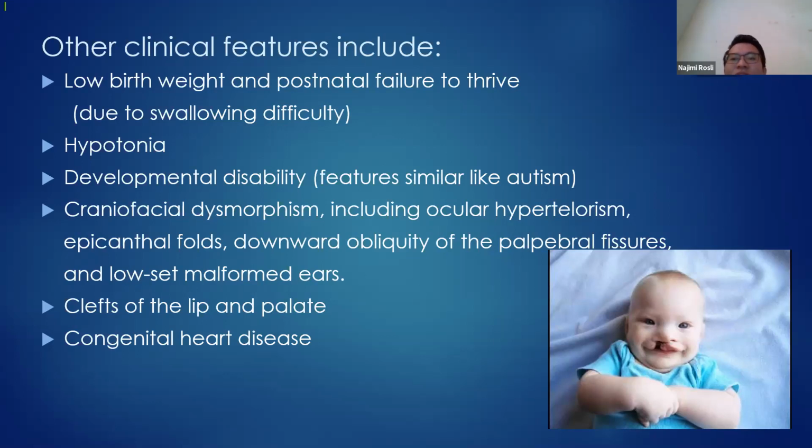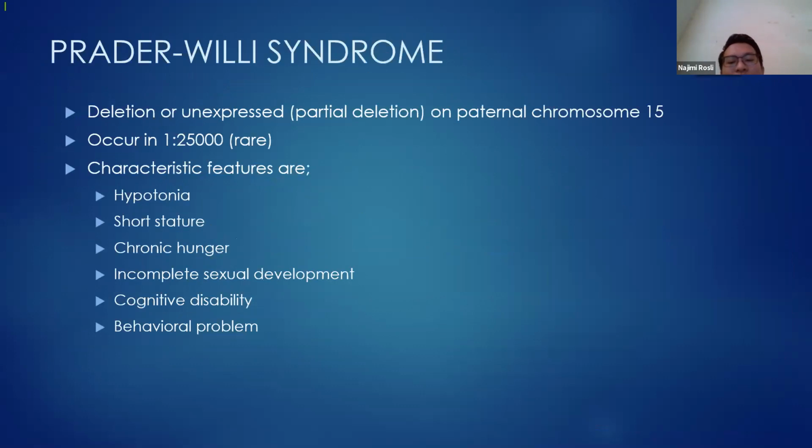The clinical severity of cri-du-chat syndrome depends on the size of the chromosomal deletion at 5p. Larger deletions are associated with more severe expression of symptoms. Next, maybe for the last syndrome, we go to Prader-Willi syndrome.